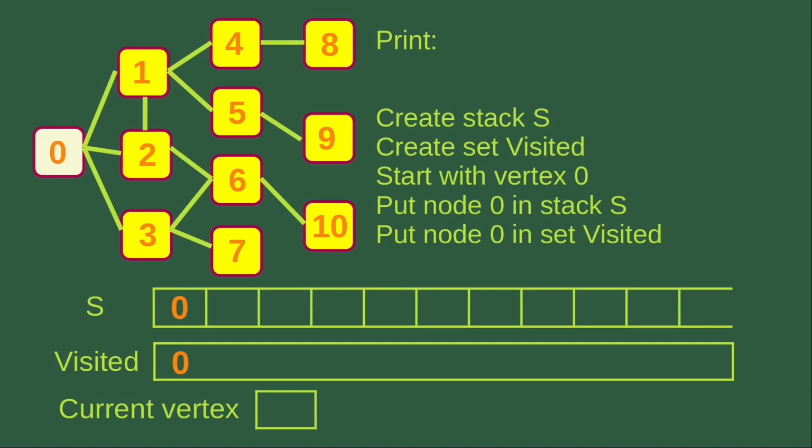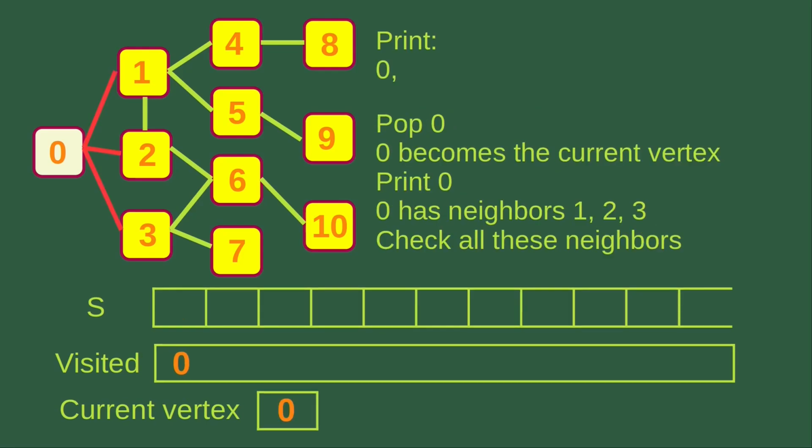In this case, I put node 0 into stack S, and I also put node 0 into the set called visited. So we pop the stack so that 0 becomes the current vertex, and I print out this current vertex 0 as the first vertex to traverse. And we can see that vertex 0 has neighbors 1, 2, and 3. That means we have to check all the neighbors of 0, and you can see that all the edges connecting 0 to all its neighbors are now in red.